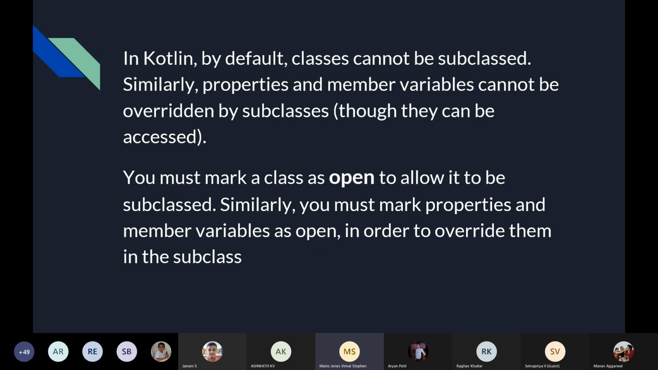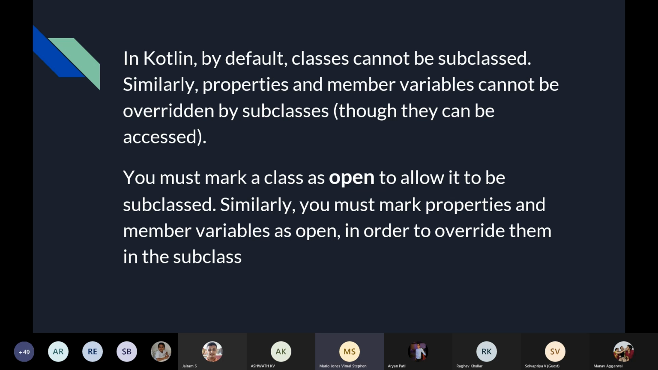In Kotlin by default, classes cannot be subclassed, and similarly, properties and member variables cannot be overridden by these subclasses, though they can be accessed. A subclass can access and modify these variables, but they cannot override them. Let's look at what override is later.